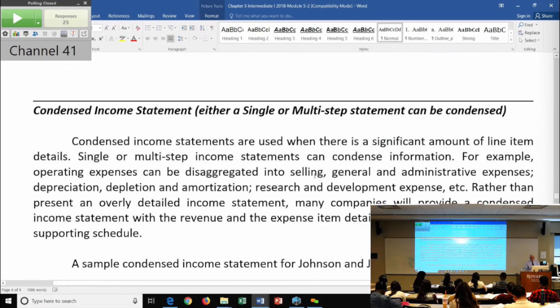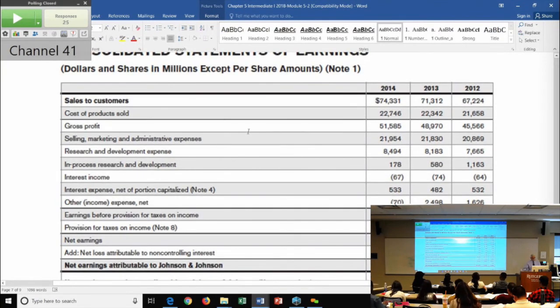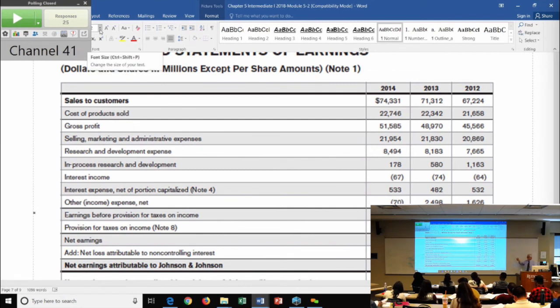The other thing is that you could have a condensed statement, single or multi-step. You notice Johnson & Johnson, they're not breaking out selling, general and administrative separately. They'll show you the details in a footnote, but if you look at this one, where's the J&J operating income? It's not shown there, right? It just says earnings before tax, right?